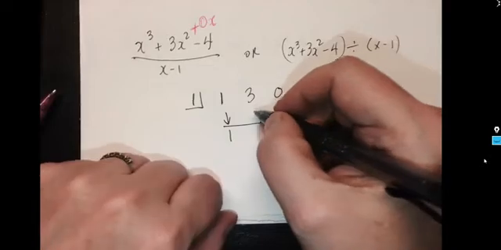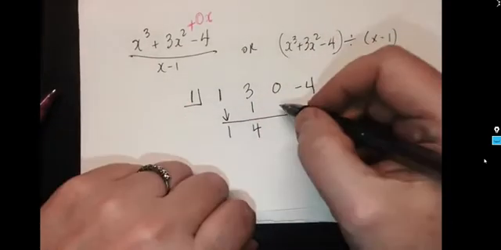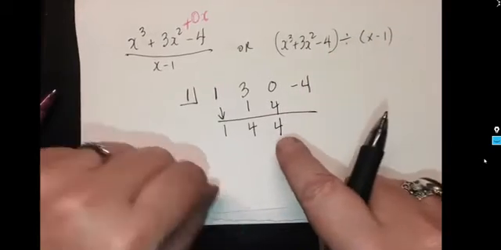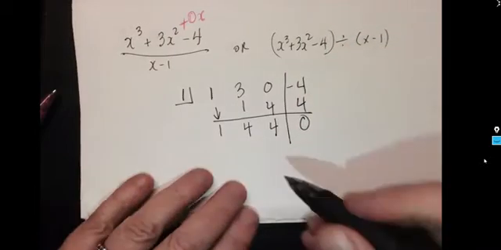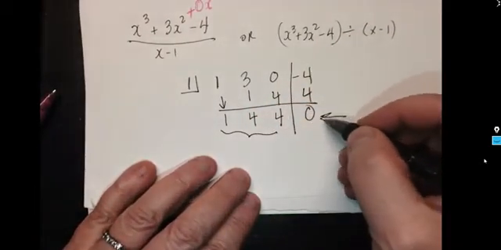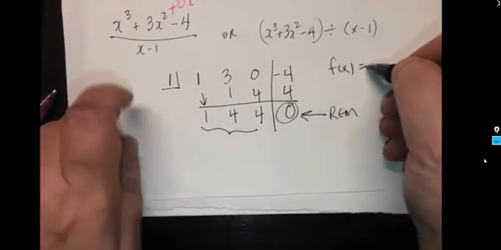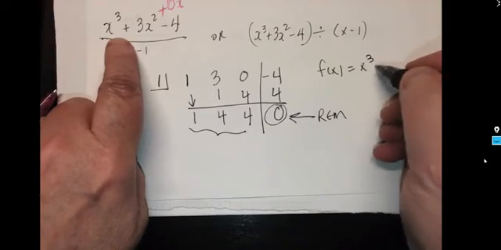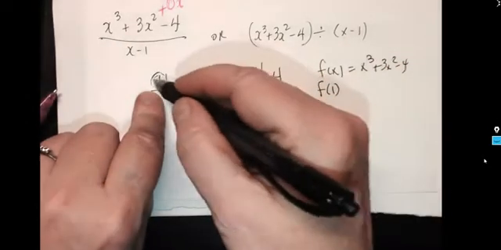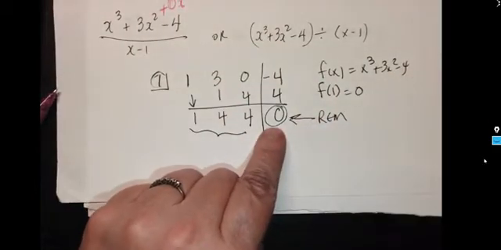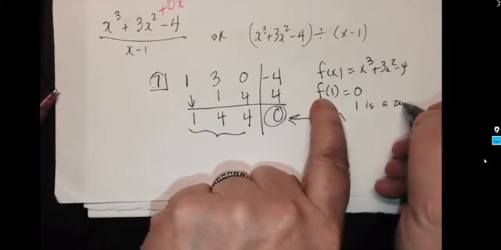1 times 1 is 1. And then we add. 3 plus 1 is 4. 4 times 1 is 4. And then we add. 4 times 1 is 4. And then we add. So this is my remainder. My remainder is 0. So if I let f of x be my dividend, then f evaluated at the number in the box is going to be the remainder. And it turns out that means 1 is a 0 of f.